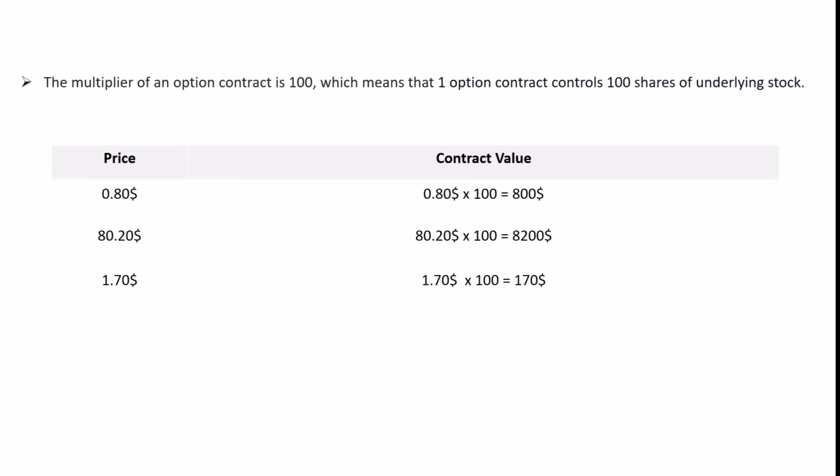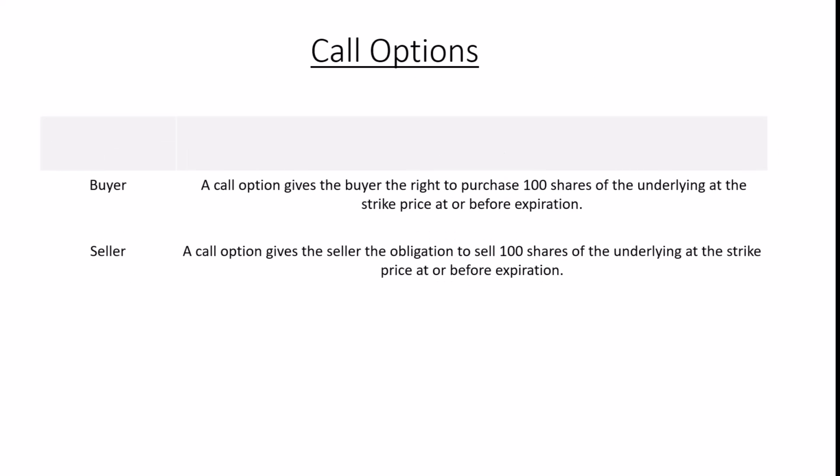Now, mind you that the multiplier of an option contract is 100, which means that one option contract controls 100 shares of the underlying. This means an option price of 80 cents usually means you have a contract value of $80. Similarly, at $82, the contract value is $8,200.